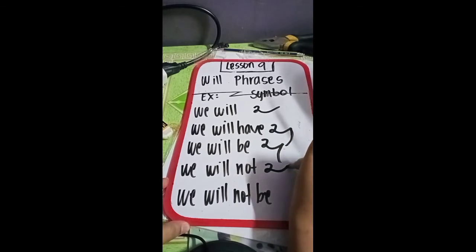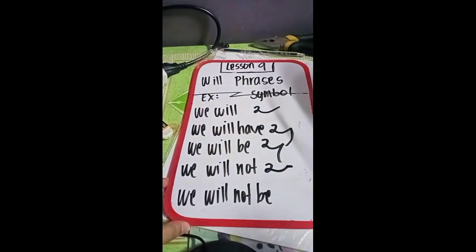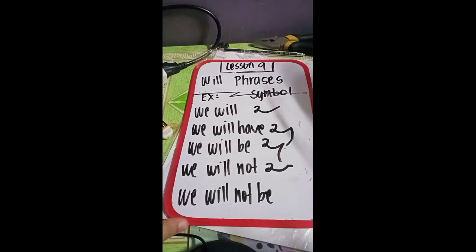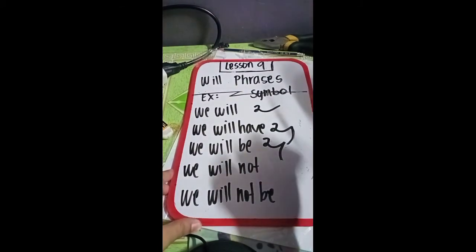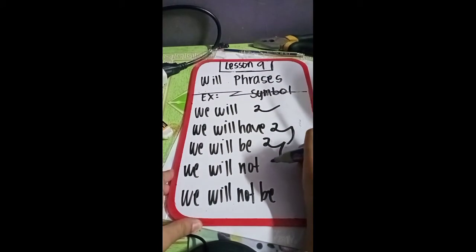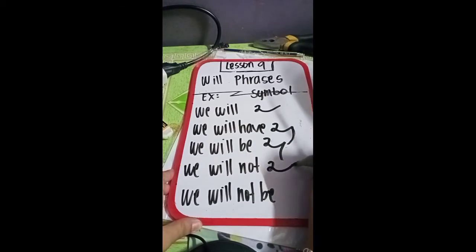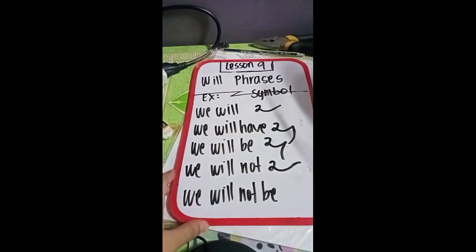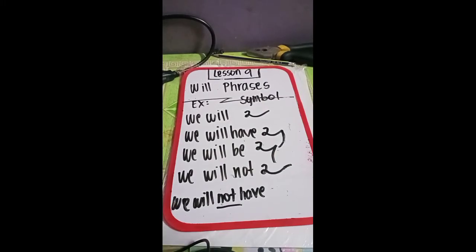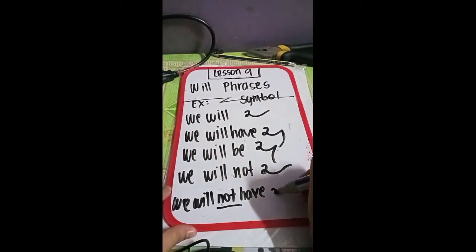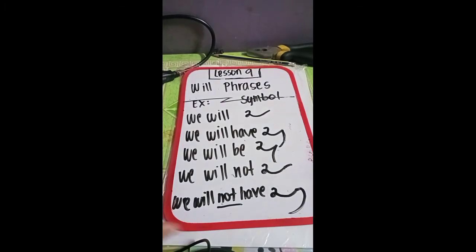Next is "we will not." U-I-L, then the N symbol. Next is "we will not have." U-I-L symbol, then N symbol, then the have symbol.